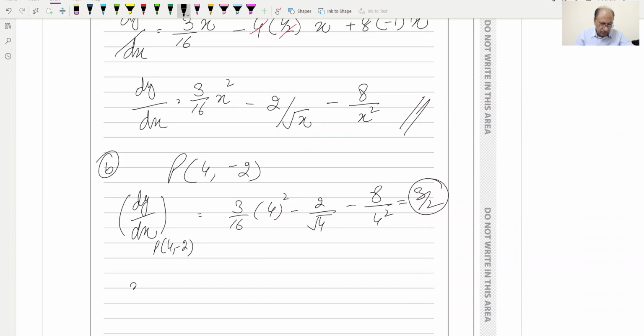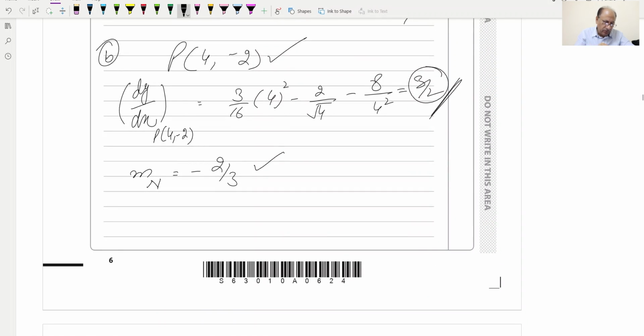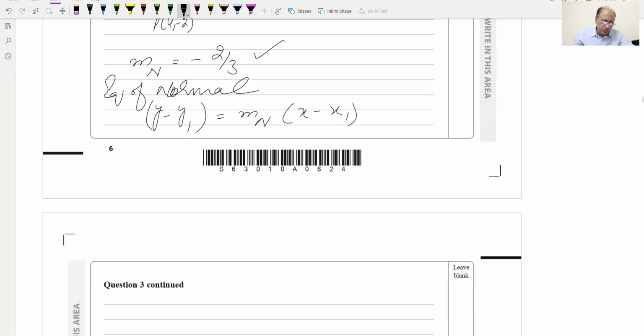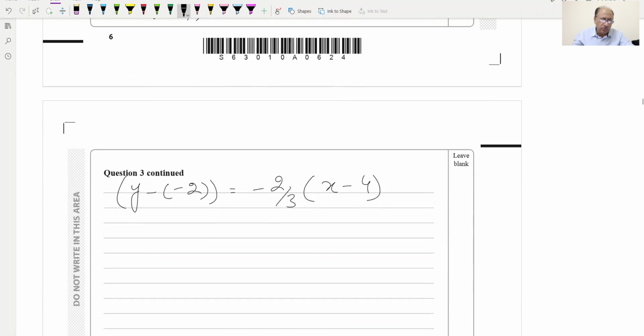Now the gradient of the normal will be the reciprocal with the sign changed, so it will be minus 2 over 3. This is the gradient which we will be using, and we can use this point P to write the equation of the normal. So now equation of normal will be what? Equation of normal will be y minus y1 is equal to gradient of the normal times x minus x1, and we can use the point in the equation. So y minus (minus 2), which is the y value, is equal to the gradient of the normal, minus 2 by 3, times x minus 4, which is the x value.